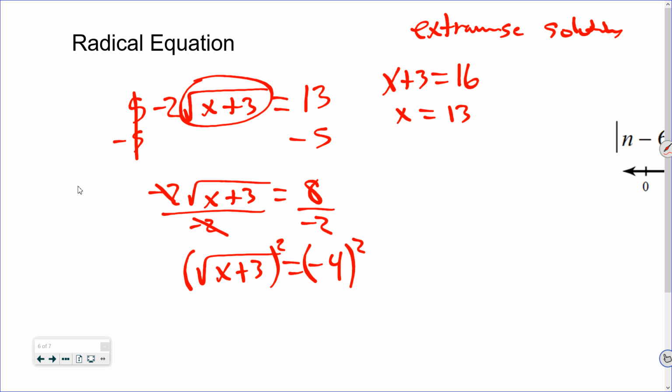So let's check this. Plug it back in. I have 5 minus 2 times the square root of 13 plus 3 equals, and the question is, does that really equal 13? So let's try it. 13 plus 3 is 16.